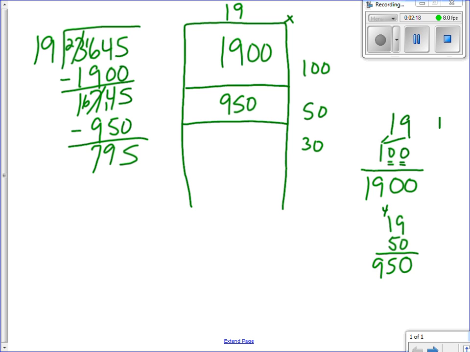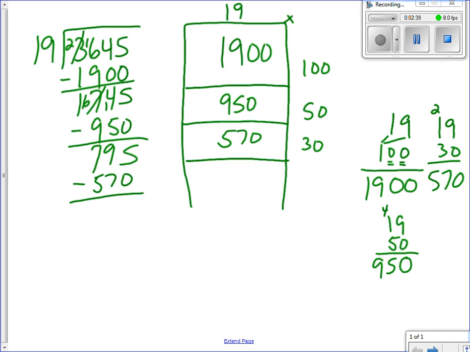I'm going to go over here and multiply 19 times 30. Once again, 30 is a friendly number. I put my 0 down here. 3 times 9 is 27. Put down my 7, carry my 2. 3 times 1 is 3, plus 2 is 5, and I have 570. I subtract 570. 5 minus 0 is 5. 9 minus 7 is 2. 7 minus 5 is 2.